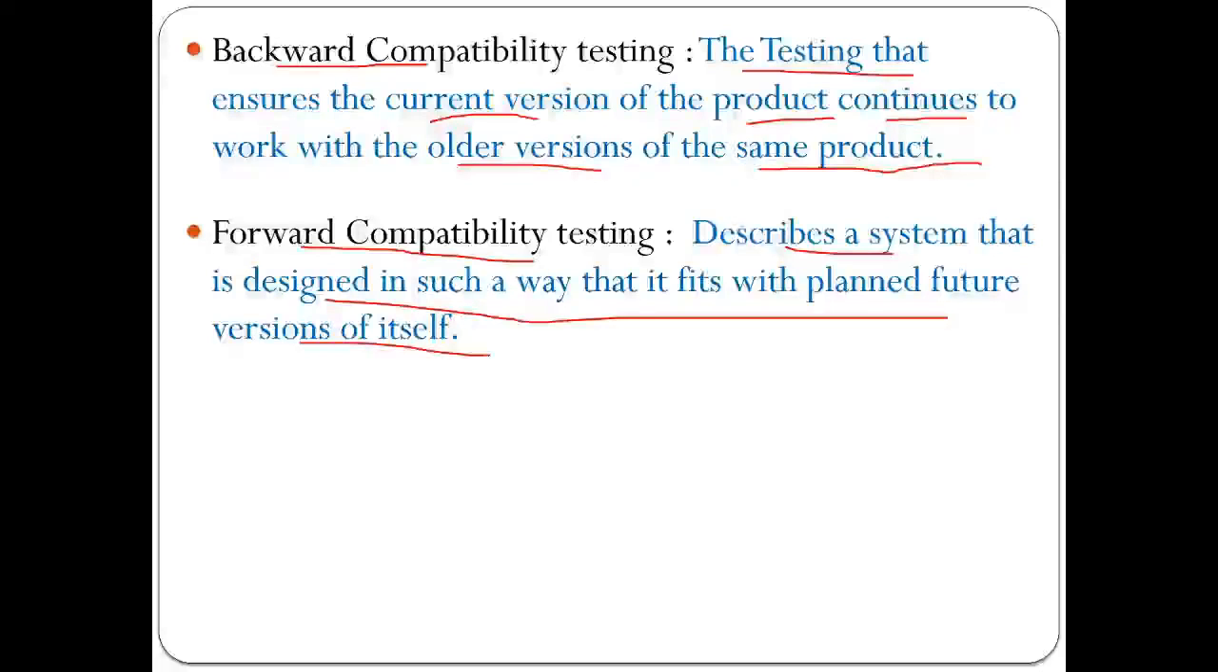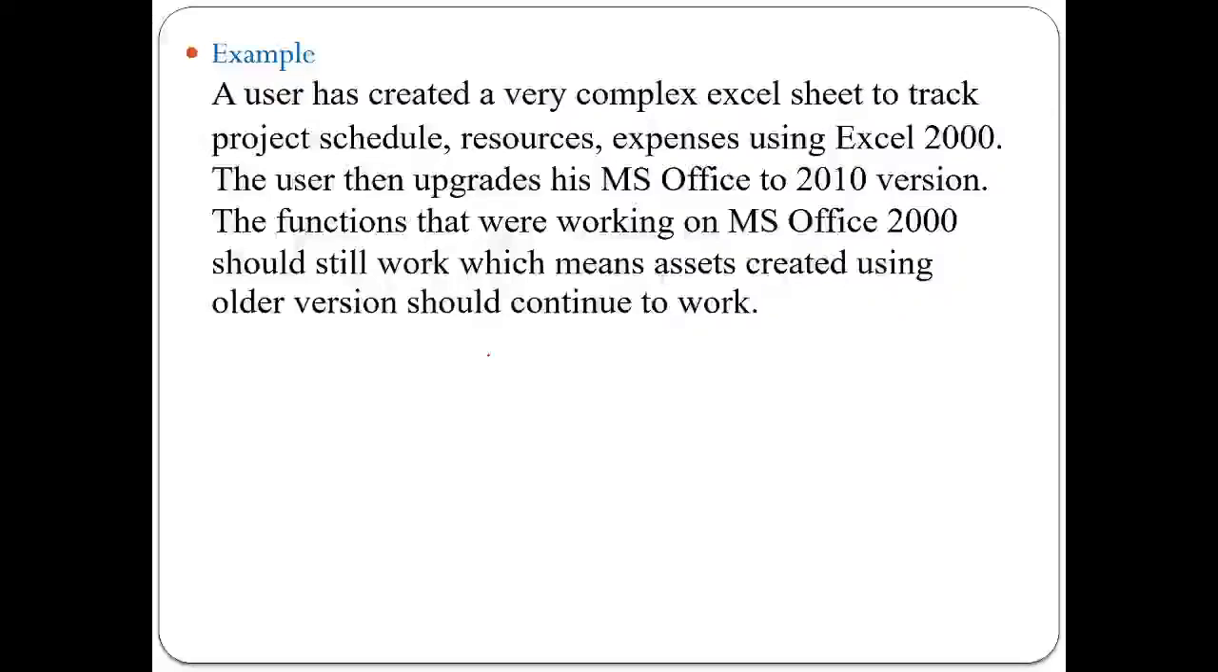So forward compatibility means whatever the current version of software is, it must also be able to support future versions. For example, a user has created a very complex sheet to track project schedule, resources, expenses using Excel 2000. That means the user has created one file in Excel 2000. Now whatever he has created using Excel 2000 must also support the future versions.